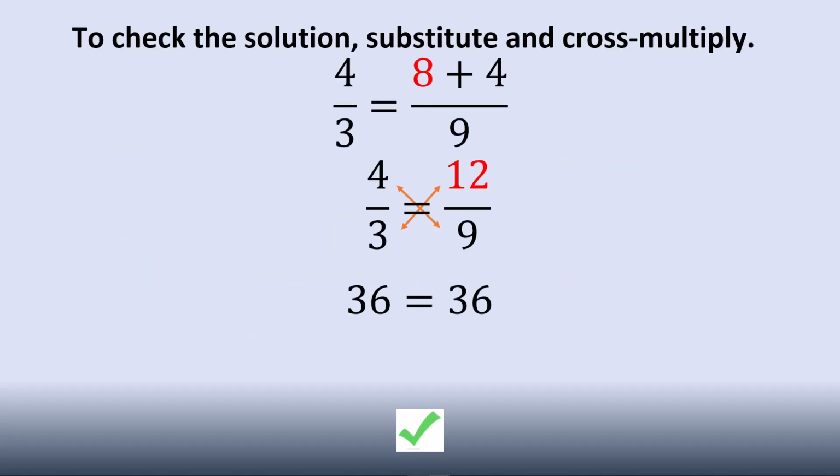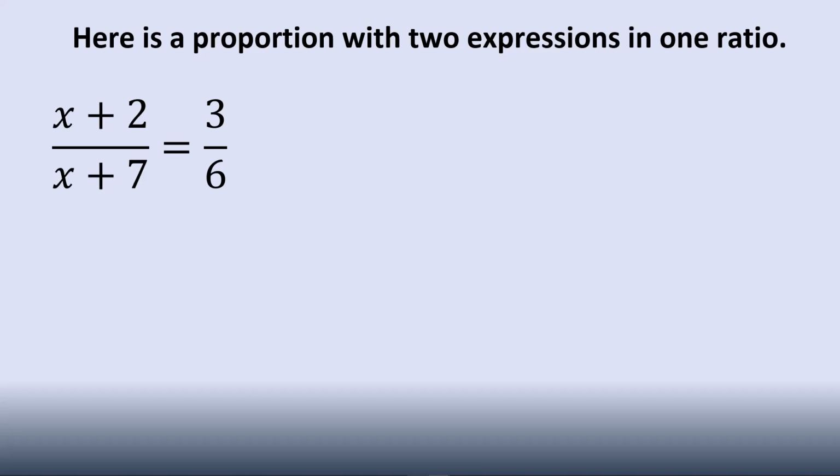To check the solution, substitute and cross-multiply. We substitute 8 in for the variable. 8 plus 4 is 12, and we cross-multiply. 3 times 12 is 36, 4 times 9 is 36. The answer is correct. Here is a proportion with two expressions in one ratio.